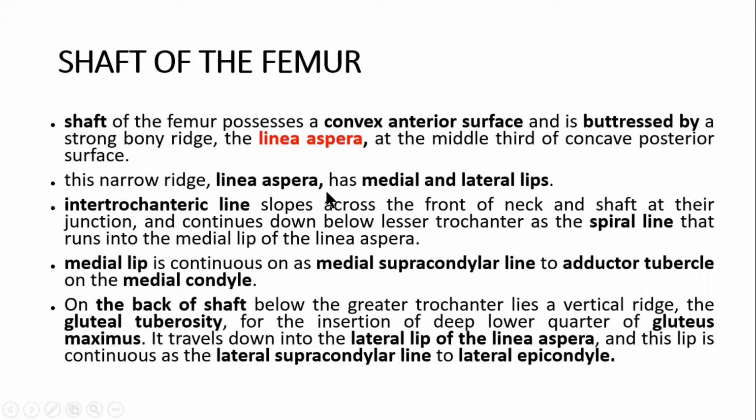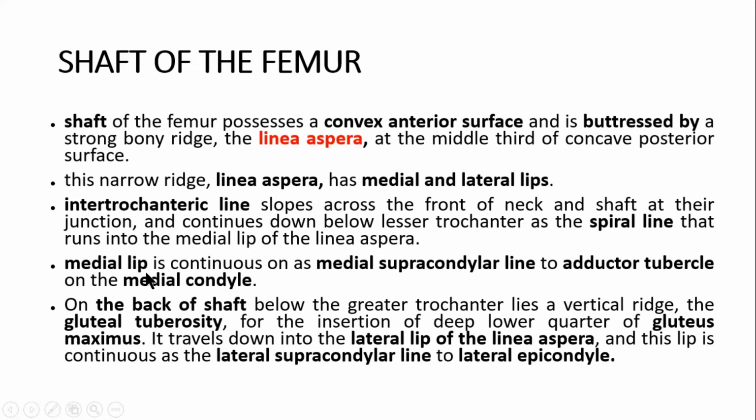This narrow ridge, the linea aspera, has medial and lateral lips, as shown already. The intertrochanteric line: what is that? It slopes across the front of the neck and shaft at their junction and continues down below the lesser trochanter as the spiral line that runs into the medial lip of the linea aspera. The medial lip is continuous as the medial supracondylar line to the adductor tubercle on the medial condyle.